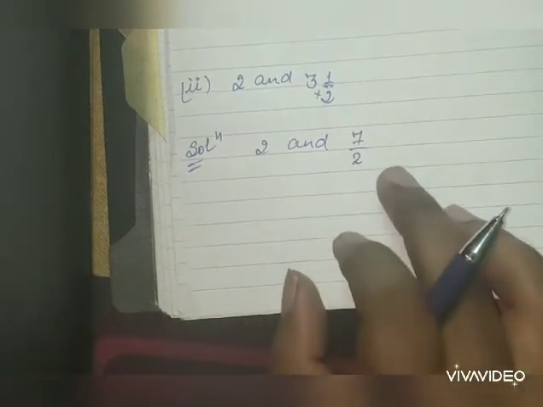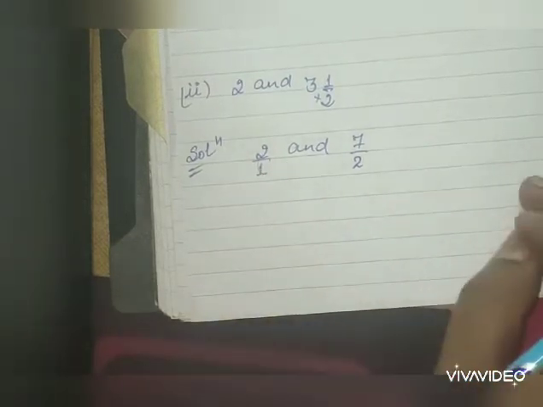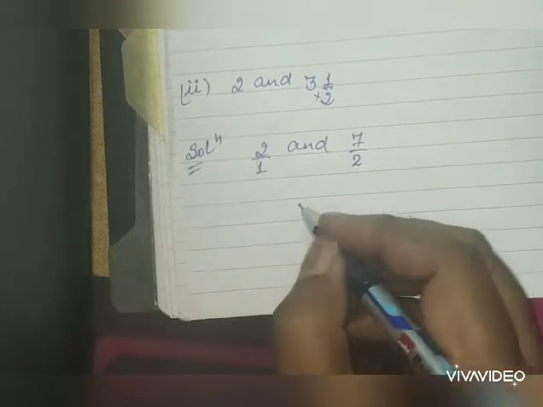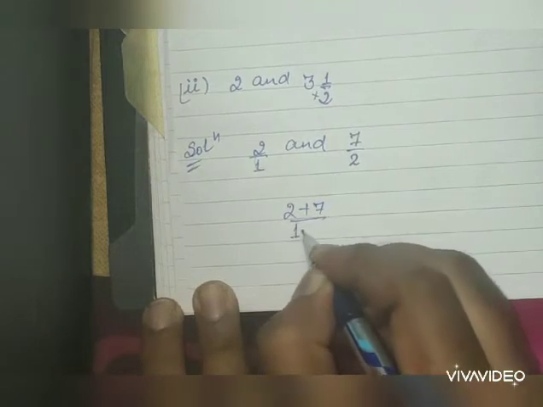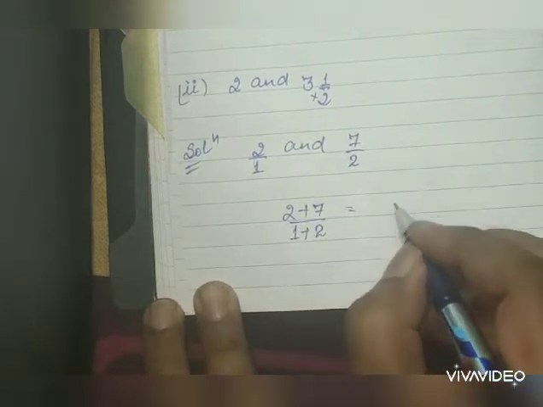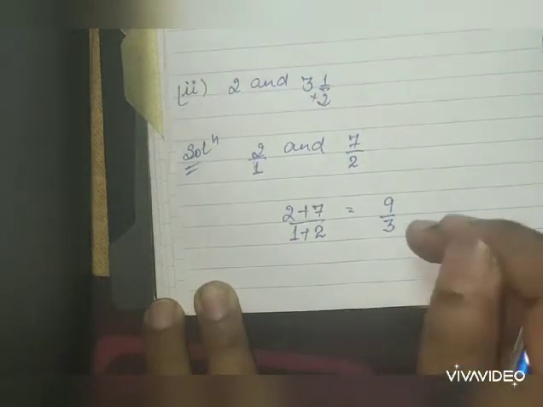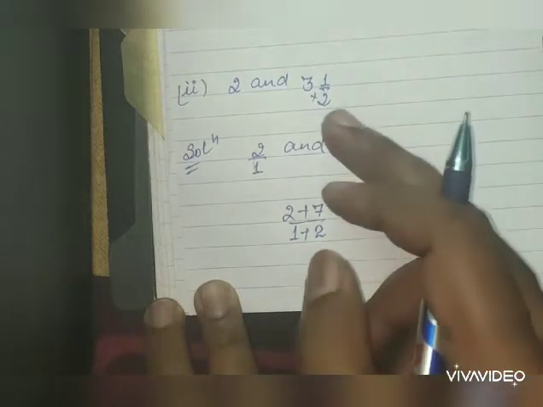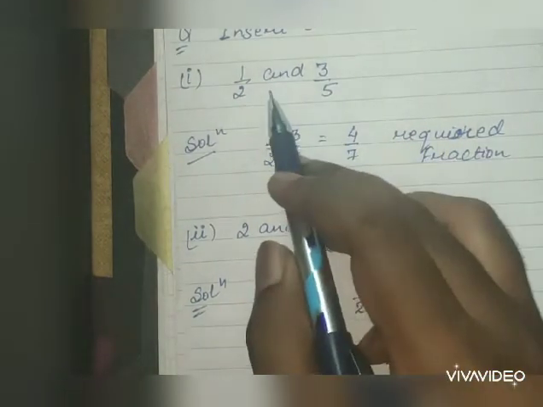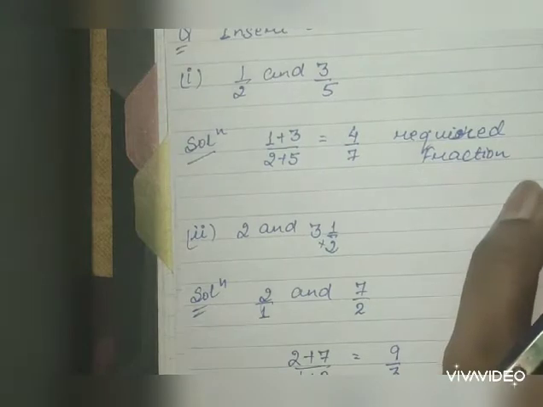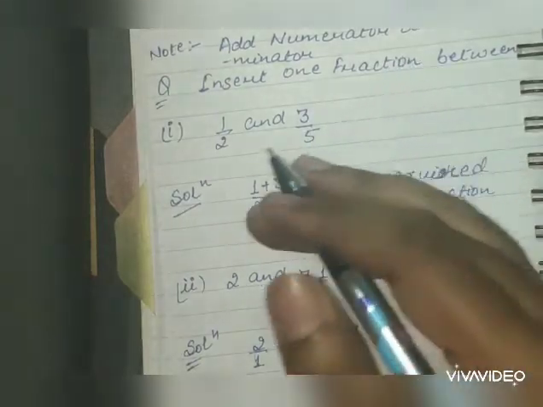So 2 and 7/2 is given. Here you are seeing that there is nothing in the numerator, so suppose it is 1. Then what to do? We will add the numerators, 2 plus 7, and then the denominators, 1 plus 2. So your required answer is 9/3. So this is the fraction that we have to insert between these two, and over here also this is the fraction that will be inserted between these two. So you have seen how you have to insert a fraction between the two given fractions.